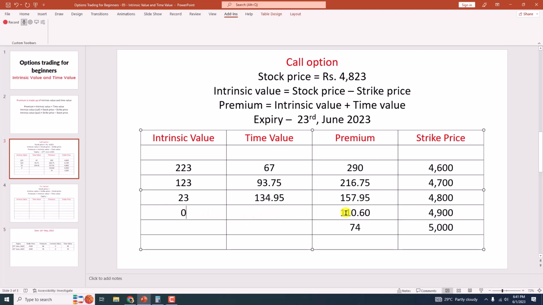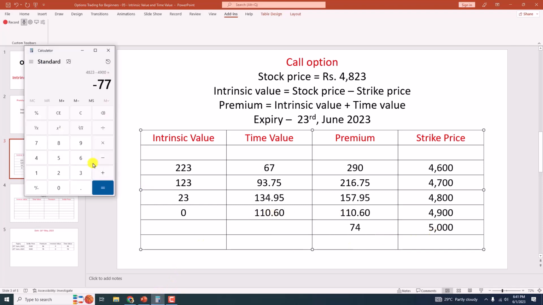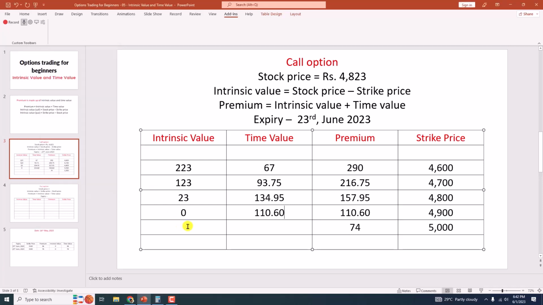So what about time value then? You know that premium is equal to intrinsic value plus time value. If intrinsic value is 0, then the entire premium will be time value. So time value is 110.60. Next, 4823 minus 5000 is equal to minus 177. Once again a negative value, so intrinsic value is 0 and everything is time value. All right, so this is my calculation.